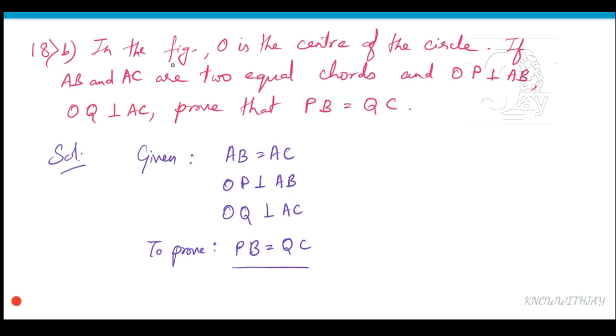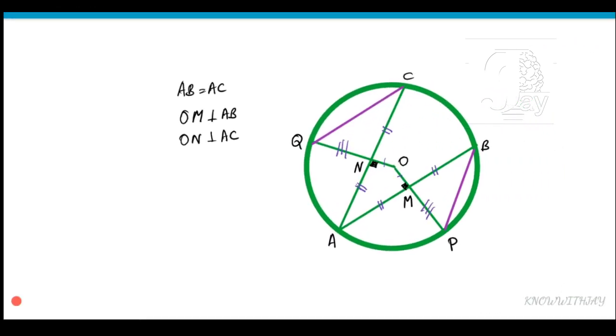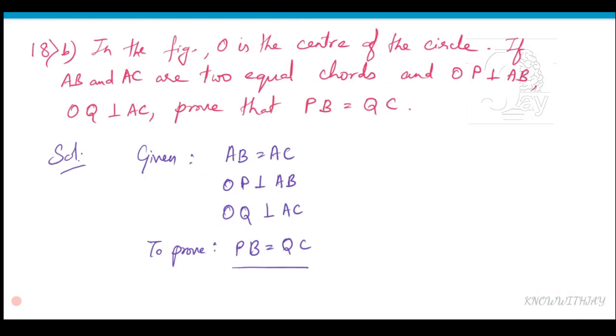In this question we have a figure given. Let us see the figure. So this is the figure. Okay, now let us see the question again. We have O as the center of the circle, and AB and AC are two equal chords. OP is perpendicular to AB, that is also given, and OQ is perpendicular to AC. We have to prove that PB equals QC.